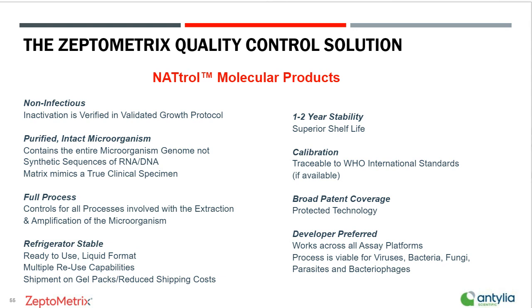And other things, natural products contain a 1 to 2 year stability. So it's a really nice shelf life that works well for, say, using it to compare different lots of reagents for an assay. You can keep one lot of Zeptometrics controls, and that way you can test as you get in 2-3 lots of reagents for your assay over the course of a year. They're traceable to WHO international standards if they are available. And really, they're developer preferred.